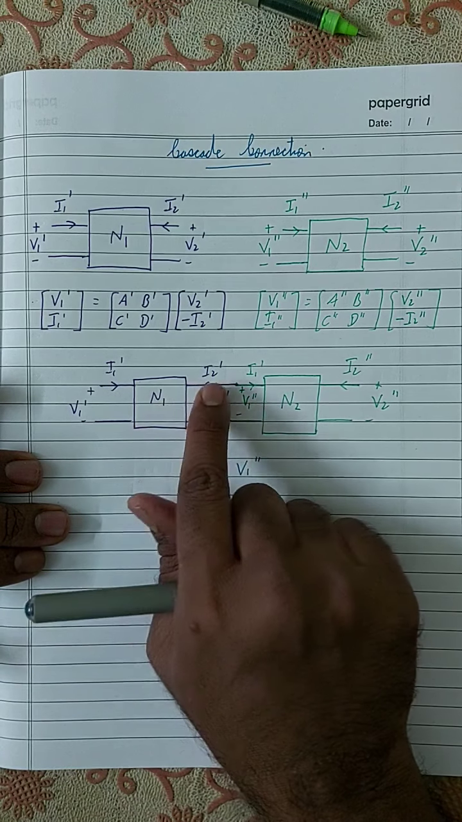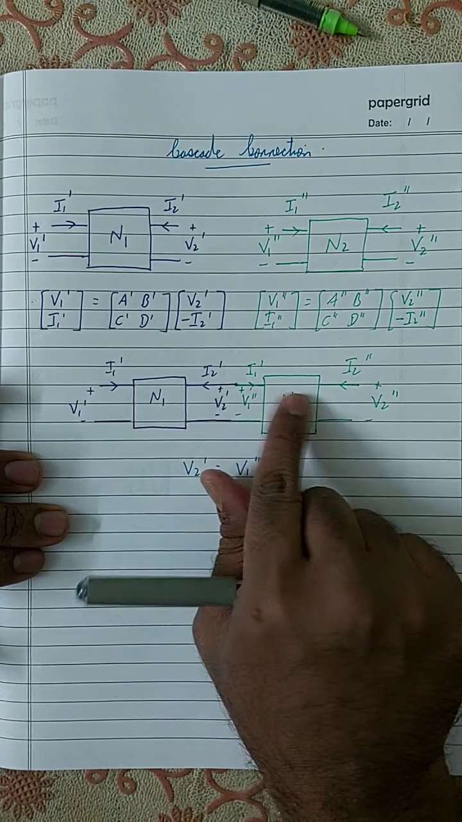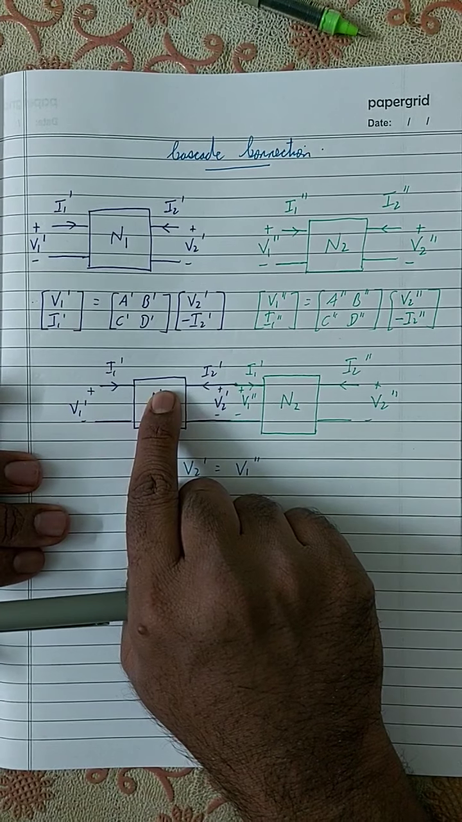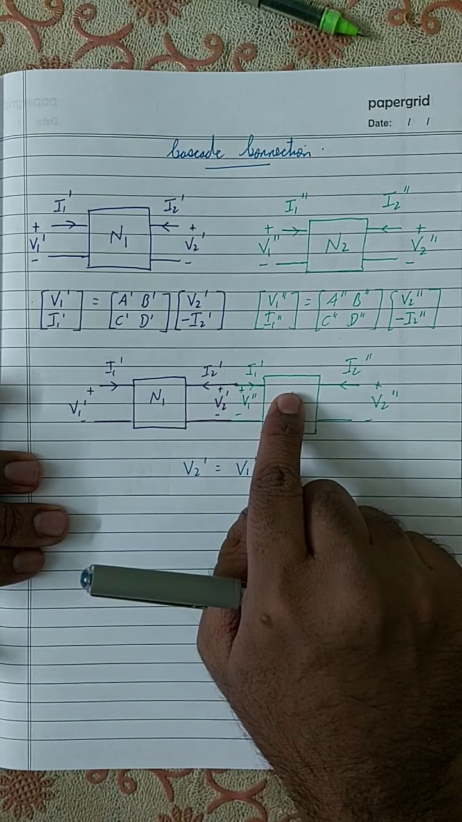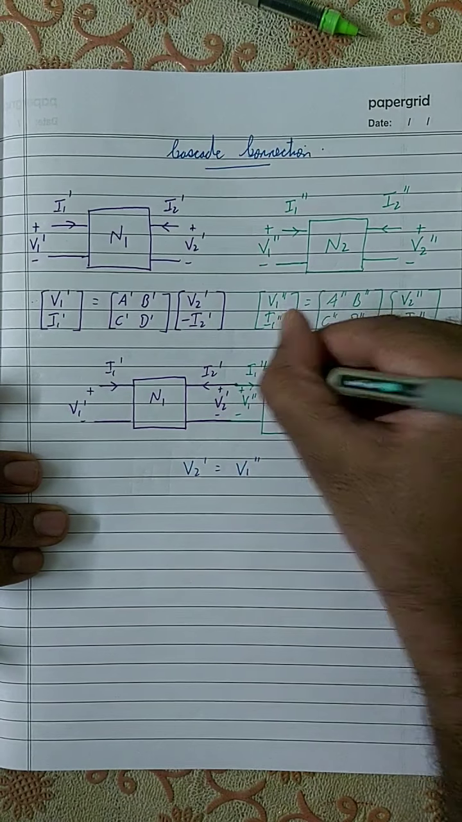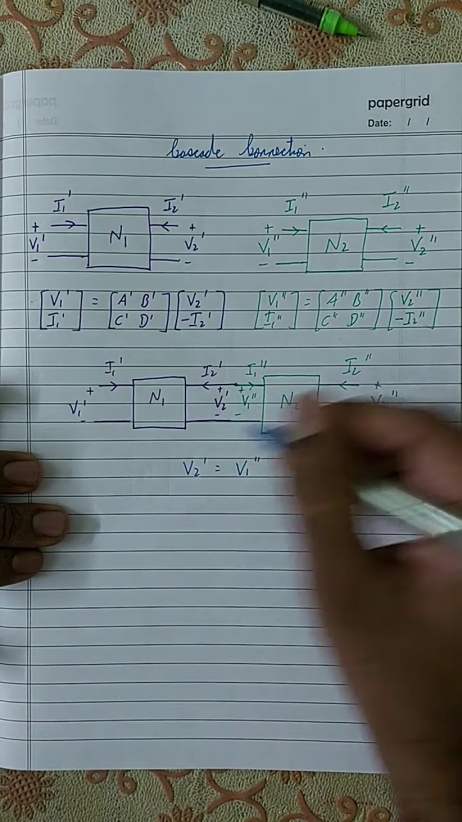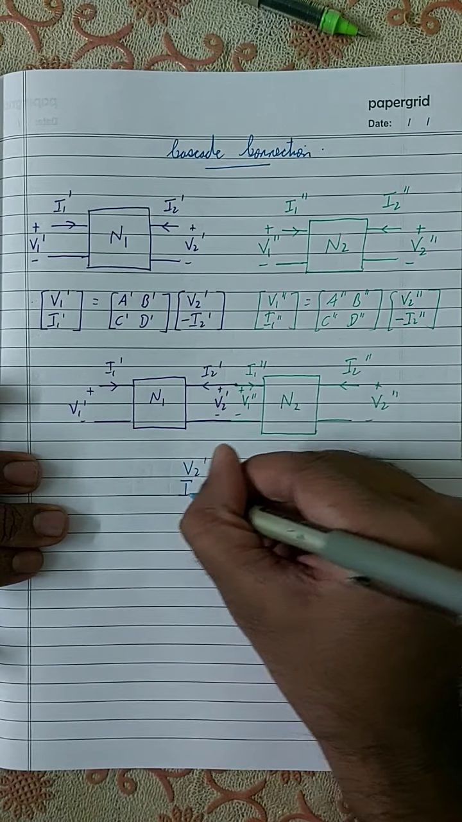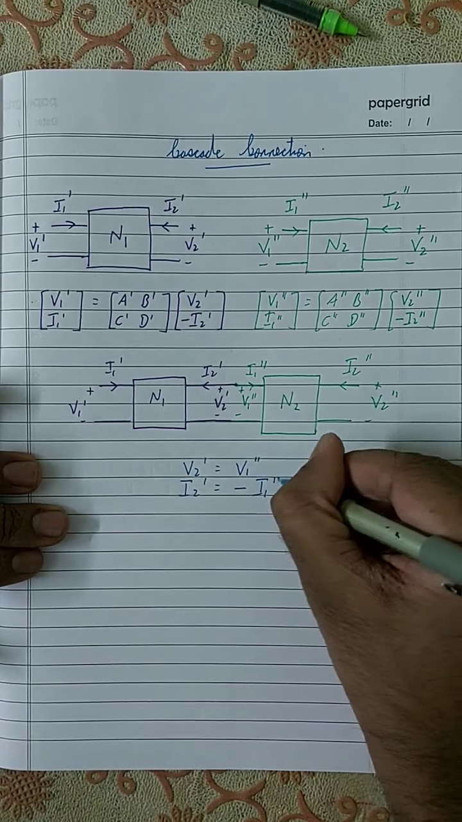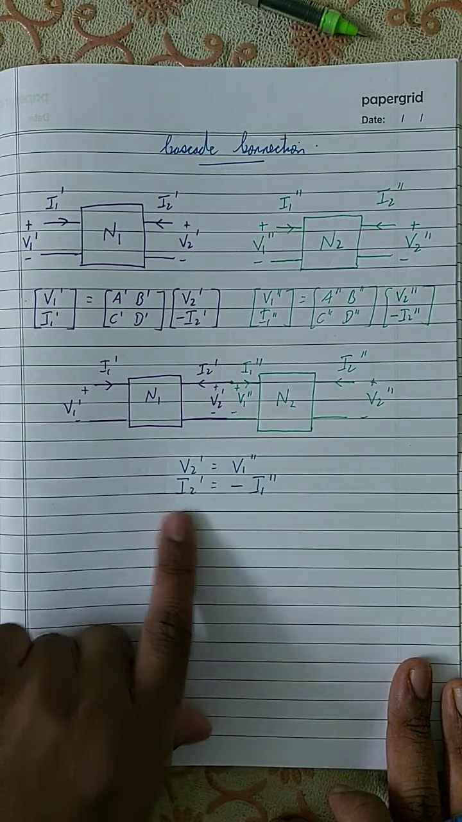of the first network is in this direction and the input current of the second network is in this direction. I mean, this branch has two opposing currents. One is in this direction, called I2 dash, the other is in this direction, called I1 double dash. So I2 dash is equal to minus I1 double dash. This is how we represent the cascade equation.